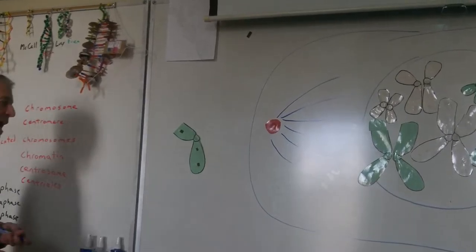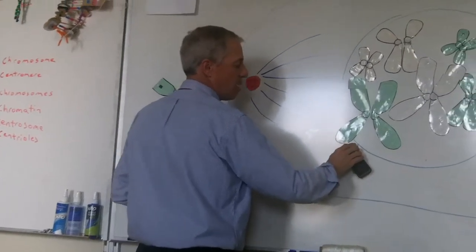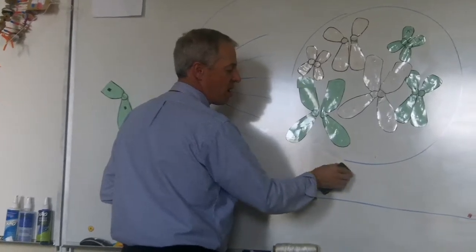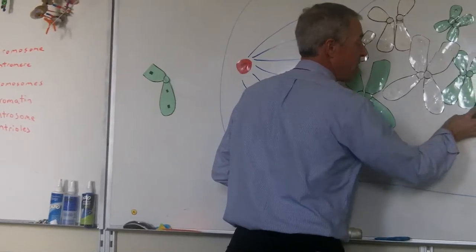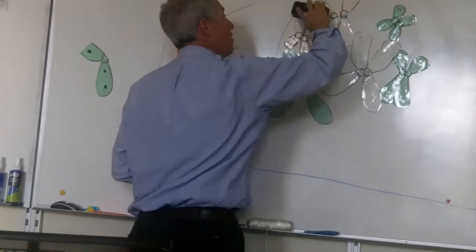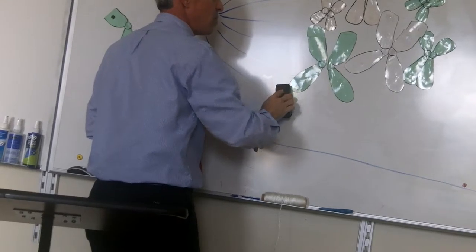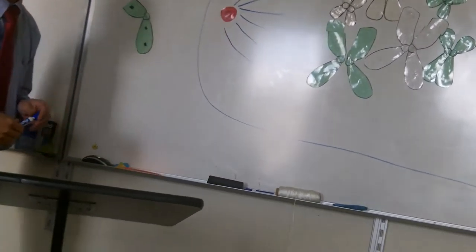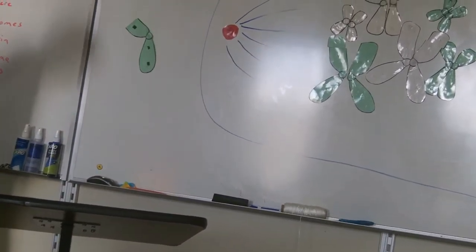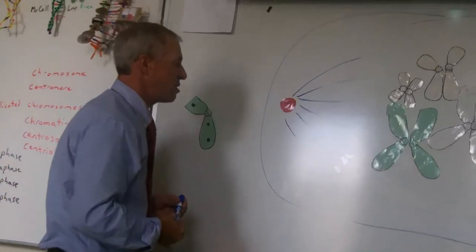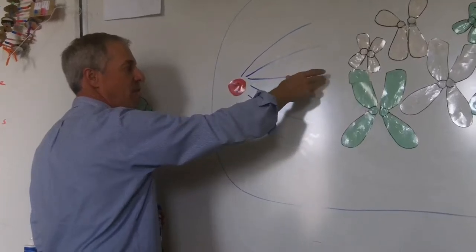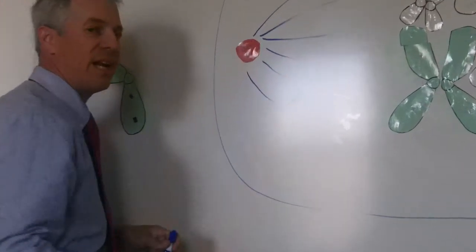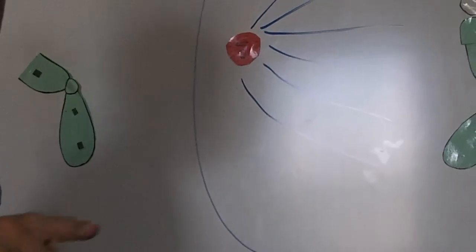Hold on, and one more thing happens that you have to know. The nuclear membrane dissolves and disappears. Question, Joe. Is kinesin still used? It actually is. I think it's involved in the movement of the spindle fibers themselves that have a ratcheting movement. I think kinesin is involved in that, but I'm not exactly sure.